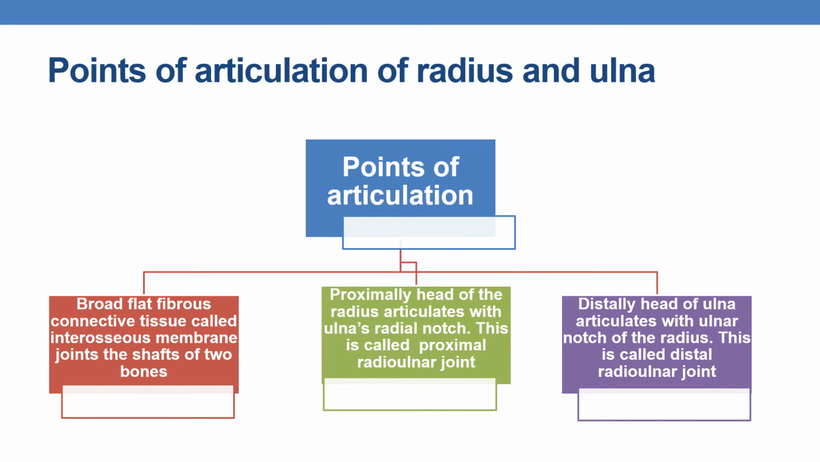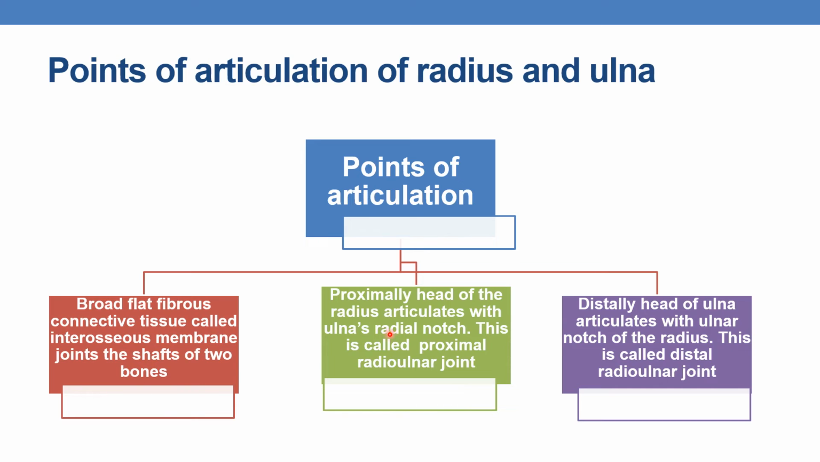Now coming to the points of articulation of radius and ulna. Radius and ulna join at 3 points. The first one is the broad, flat, fibrous connective tissue called interosseous membrane that joins the shaft of 2 bones.